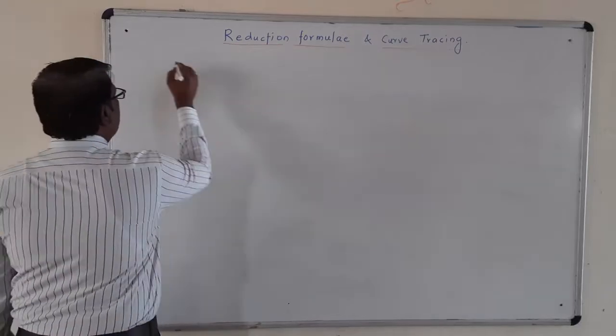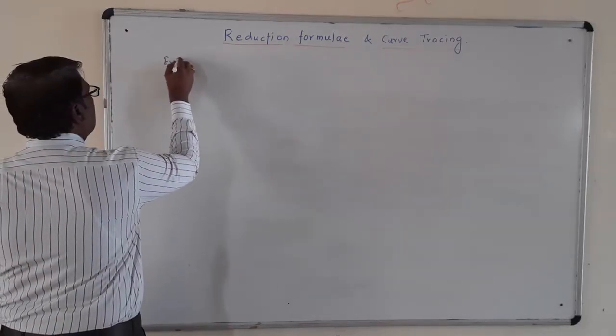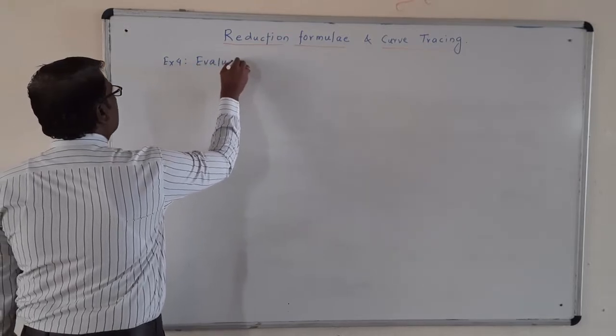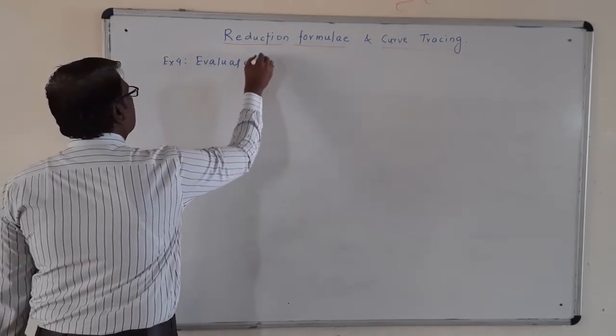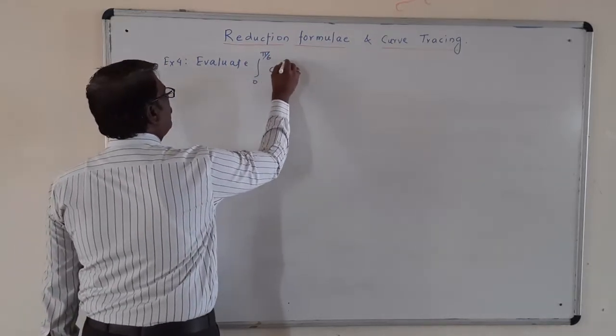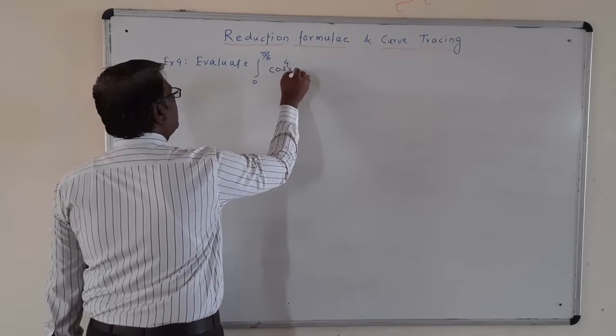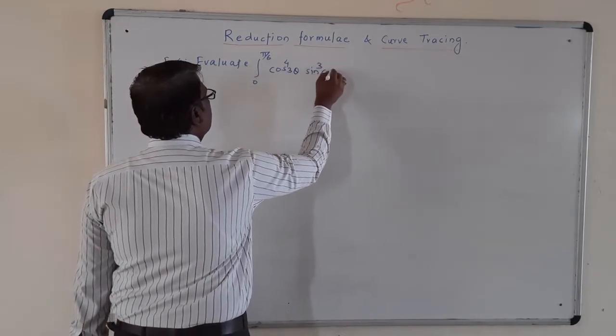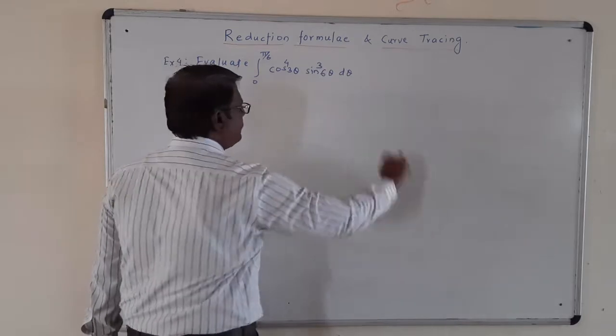Number 4 is evaluate the integral from 0 to pi by 6 of cos raised to 4 3 theta and sin cube 6 theta d theta.